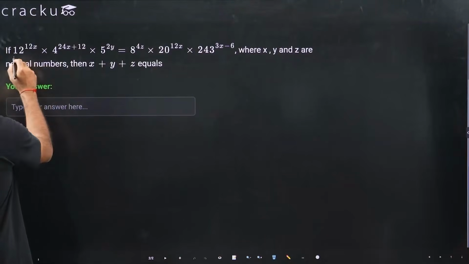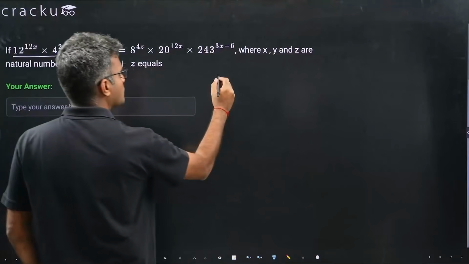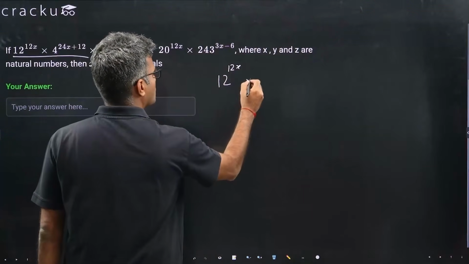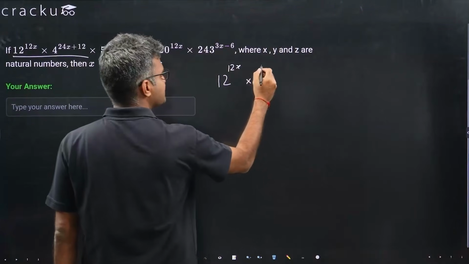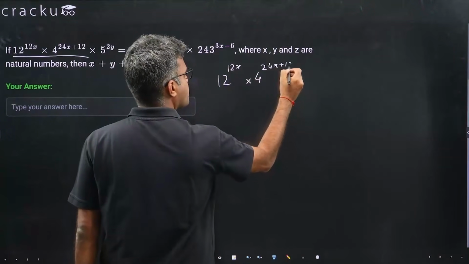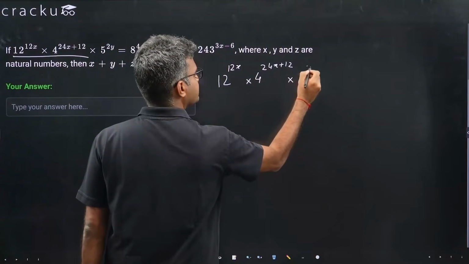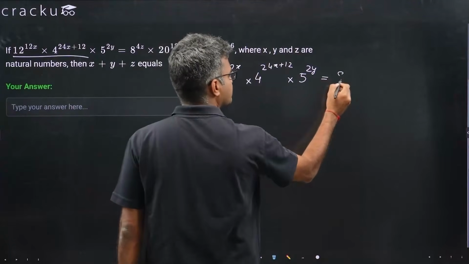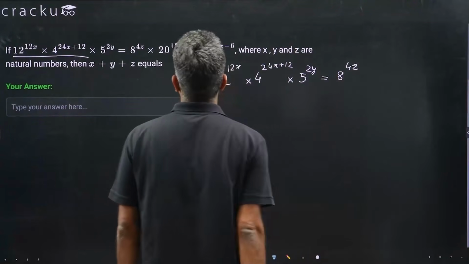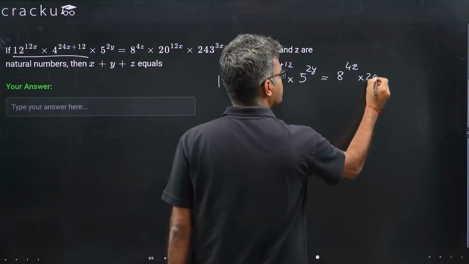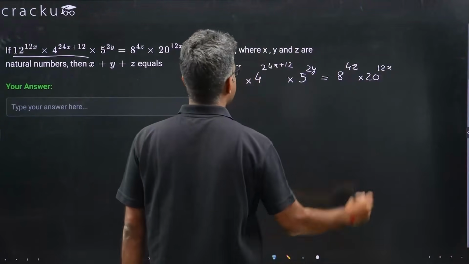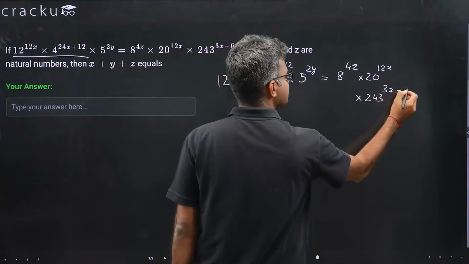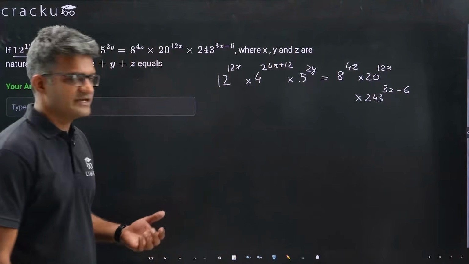In this question, we are given an equation. We are told that 12 to the power 12x into 4 to the power 24x plus 12 into 5 to the power 2y is equal to 8 to the power 4z into 20 to the power 12x into 243 to the power 3x minus 6. We are required to calculate the value of x, y and z.